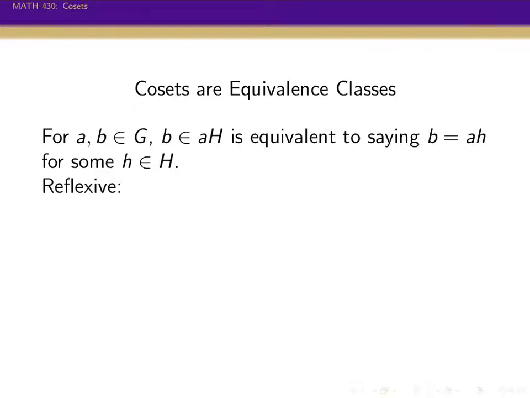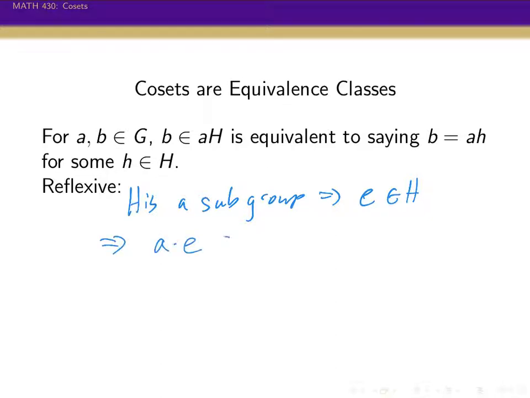So let's prove this. First of all, it's reflexive. So why is it reflexive? Well, since H is a subgroup, this means that the identity is inside H. And if the identity is inside H, this means that A times the identity is an element of AH, and A times the identity is A. Okay. So A is inside of its own coset.